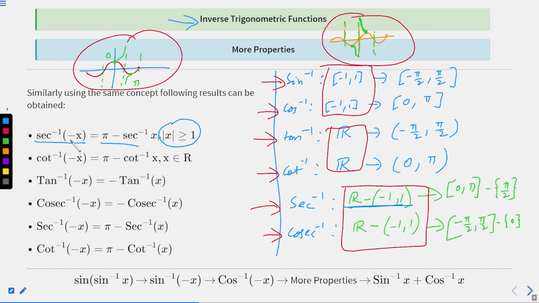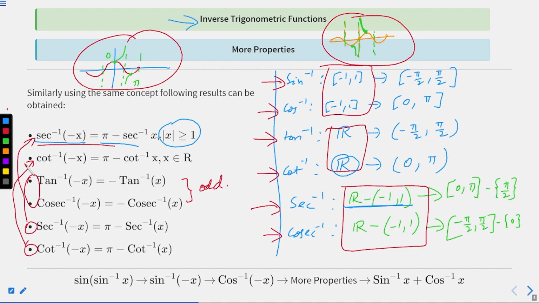So sec inverse of minus x is equal to pi minus sec inverse of x. The cot inverse of minus x is pi minus cot inverse x, where x belongs to the whole of R, as you can see from the domain. The results follow the same way, but for tan and cosec inverse it is odd. As you can see, they are odd functions. And sec inverse, as we saw, is the same thing written above.